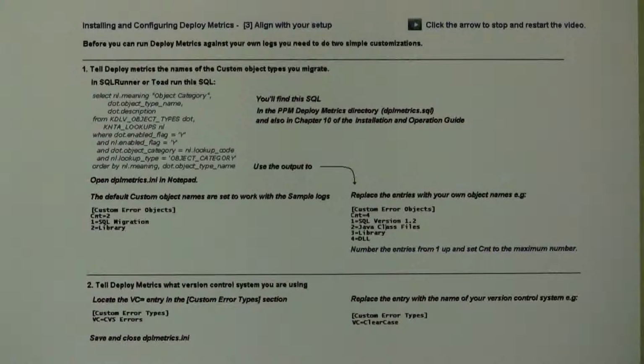Deploy Metrics needs to know your custom object names and the version control system you're using. Run the supplied SQL and plug the names listed into the custom error objects section in the DPL Metrics INI file. Then change the version control entry in the custom error type section to the name of your version control system.